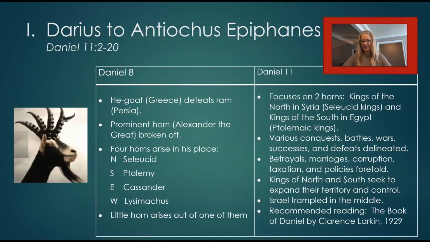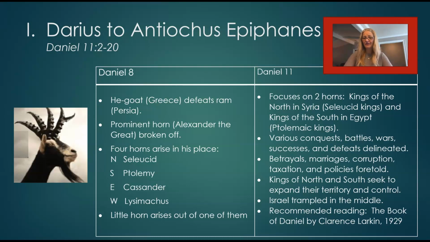You've got the Seleucid kings in the north, the Ptolemaic kings in the south, and Cassander and Lysimachus taking portions in the east and west of the empire of Greece. Out of one of those horns arises a little horn. We're going to consider how the little horn is parallel to the king of the north detailed in Daniel 11.